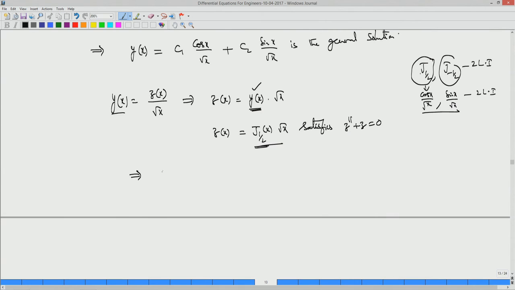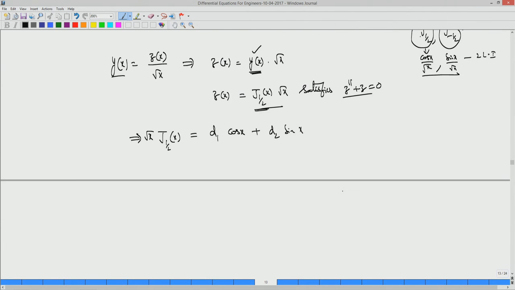So, that implies root x J half of x is equal to some linear combination, d1 times cos x plus d2 sin x, because these are the solutions of z double dash plus z equal to 0. Put x equal to 0, that will give me d1 equal to 0. So, this implies root x J half of x is actually equal to d2 sin x.